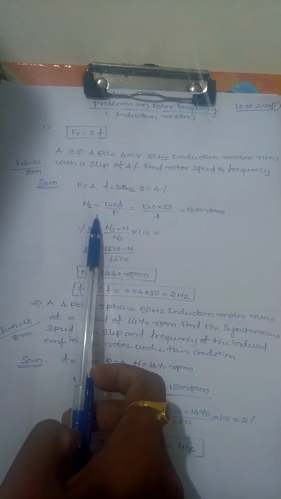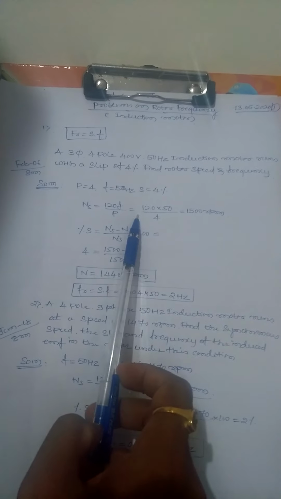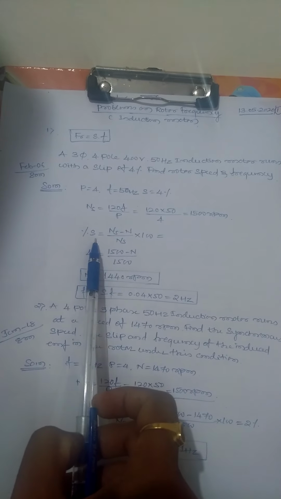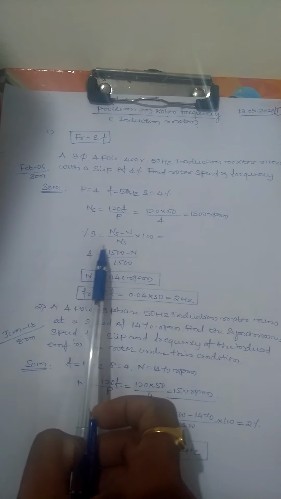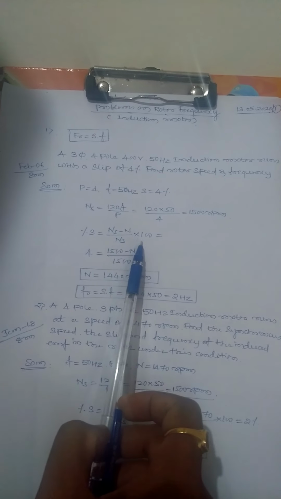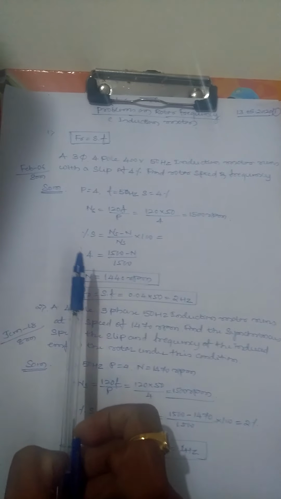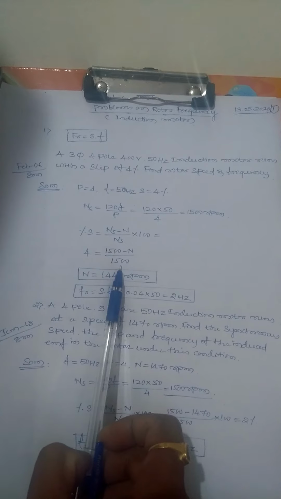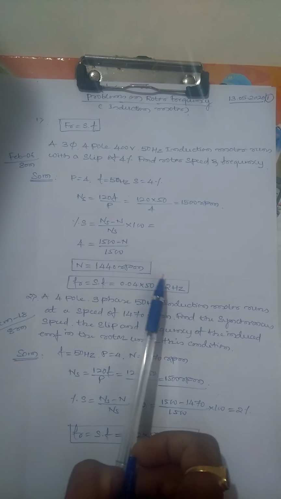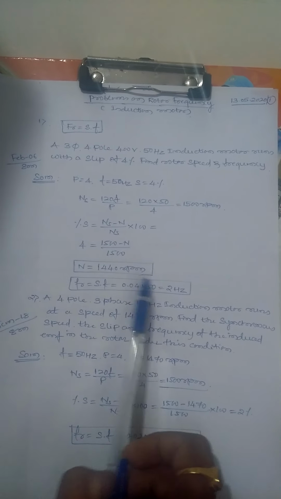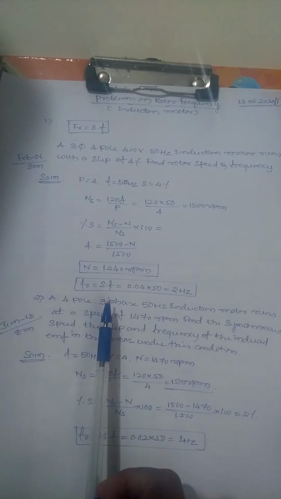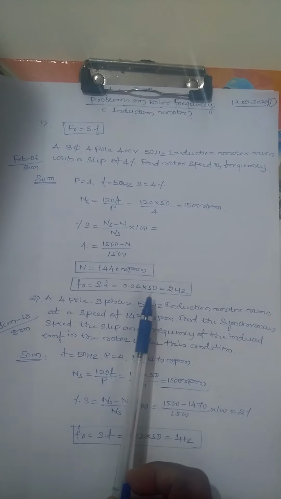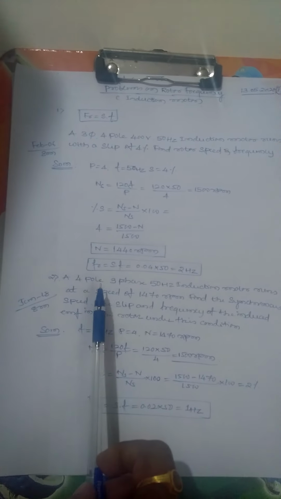First you calculate Ns. Ns equals 120 f by P, 120 into 50 by 4, that is 1500 RPM. Next, slip is already given, so directly calculate N. Percent of slip equals (Ns minus N) divided by Ns into 100. Slip is 4%, Ns is 1500, so N equals 1440 RPM. Next, easily calculate Fr. Fr equals slip into frequency, that is 0.04 into 50, that is 2 Hz.